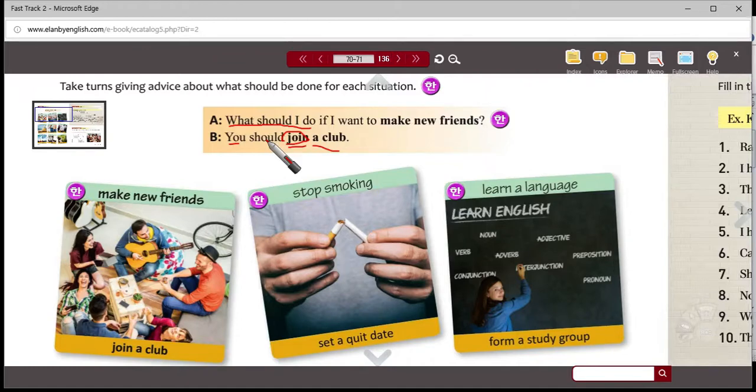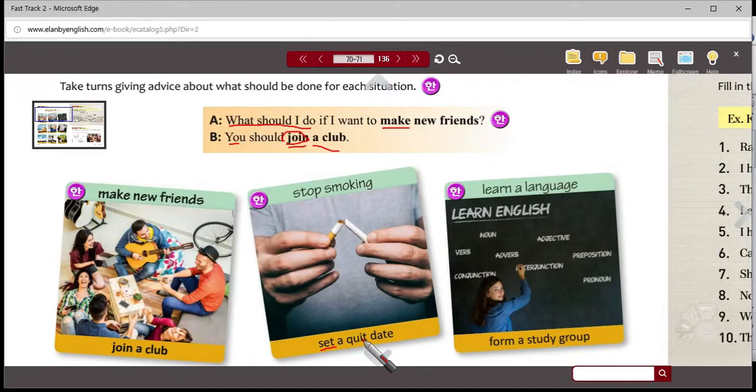Okay? So you're going to ask questions about all these. So the first one's done for you. You can do one for the second one. What should I do if I want to stop smoking? Okay? You should set a quit date, so a date that you will finally stop smoking.